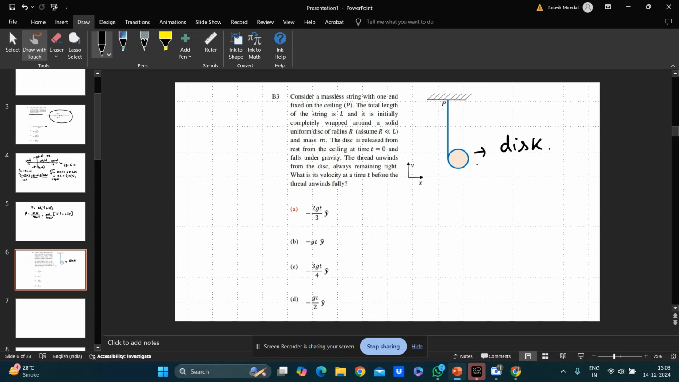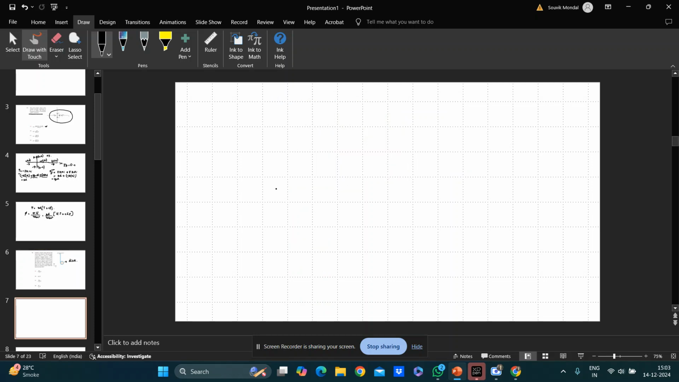So it is a disk, and here is the string, and it is rolling and falling down. Okay, so what is the center of mass velocity at time t? And it is purely rolling motion, not slipping motion. Okay, so it's a pretty straightforward theory of rotational mechanics, and it is also a doable problem for IPhD. Okay, so here is a tension T, and mg downwards. So what is the acceleration of the center of mass of this disk? ma is equal to mg minus T.